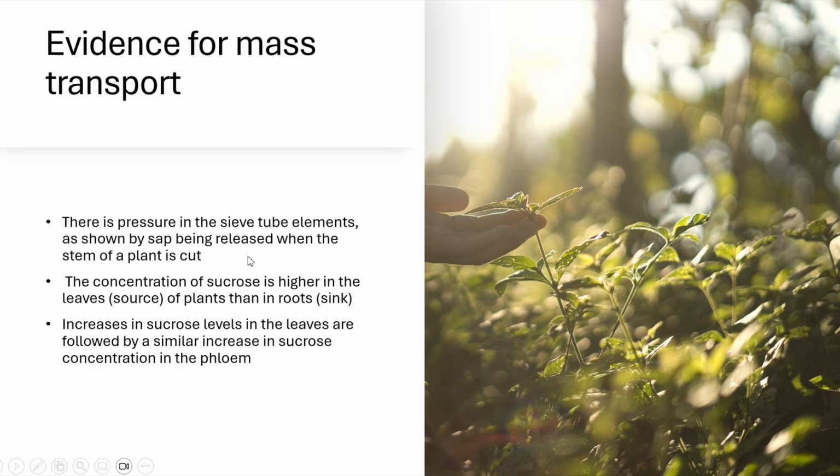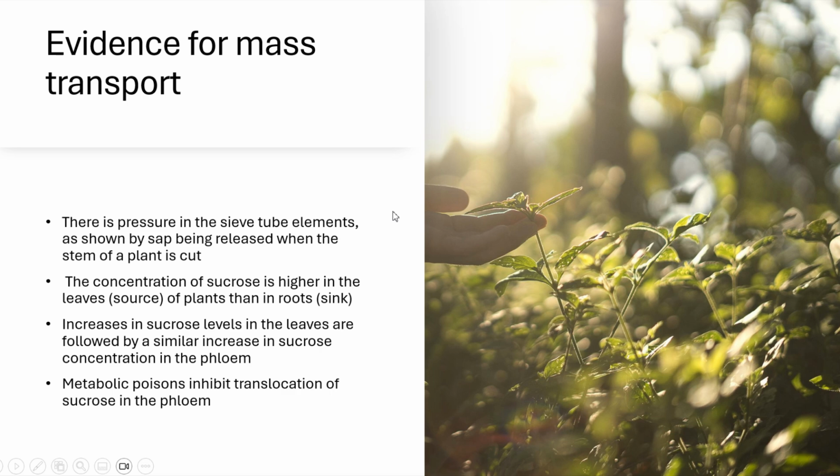Increases in sucrose levels in leaves are followed by a similar increase in sucrose concentration in the phloem. What this means is that, because of the way the process goes, it goes from the source cell into the phloem. That means that naturally one follows the other. You see what I'm saying?